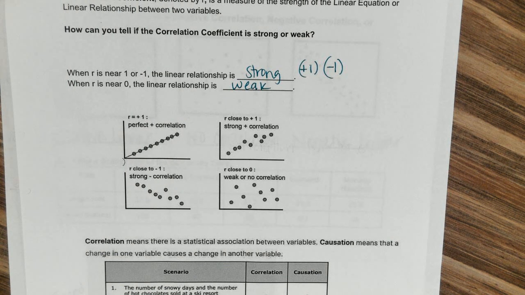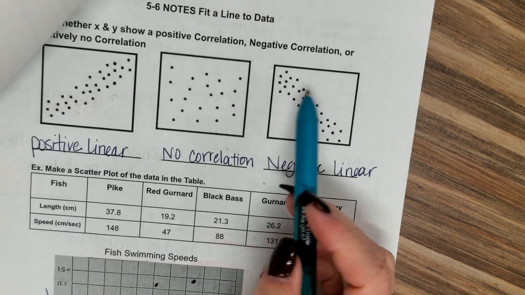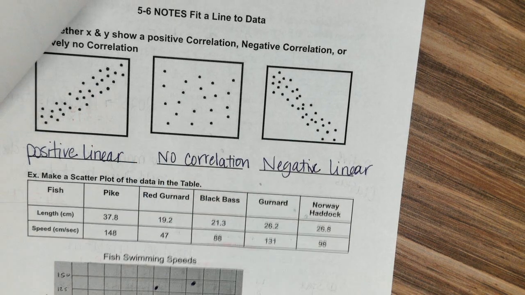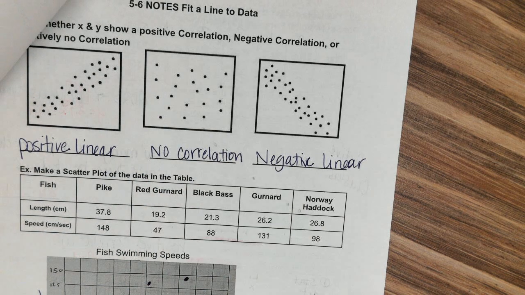Does this make sense? Question? So if it's closer to 0, it's weak, and if it's closer to 1, I mean, the only time I've ever seen this asked, it was like 0.9, and it's strong. If you graph it, you would see where it's at. Like this is a positive, but it's not a very strong positive because they're kind of spread out.